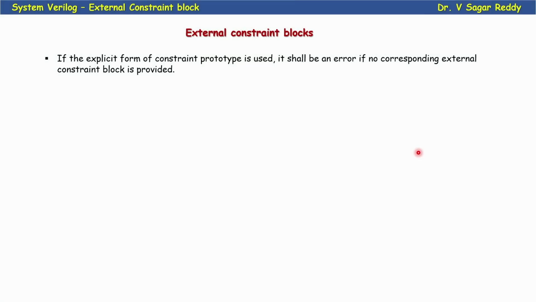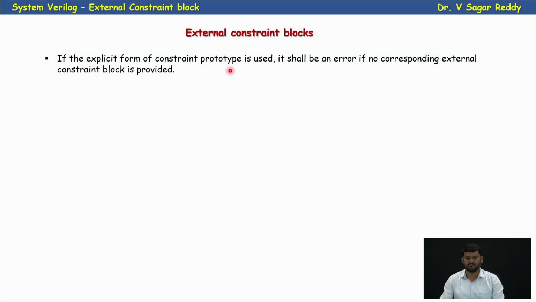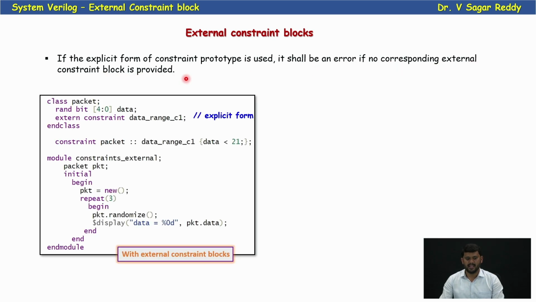See another example. Here, if the explicit form of constraint prototype is used, it shall be an error if no corresponding external constraint block is provided. If I declare a constraint block here, this is my constraint prototype as extern. So this is the explicit form of prototype. Now there should definitely be an external constraint block. If I use the keyword extern here, definitely we have an external constraint block outside of the class.